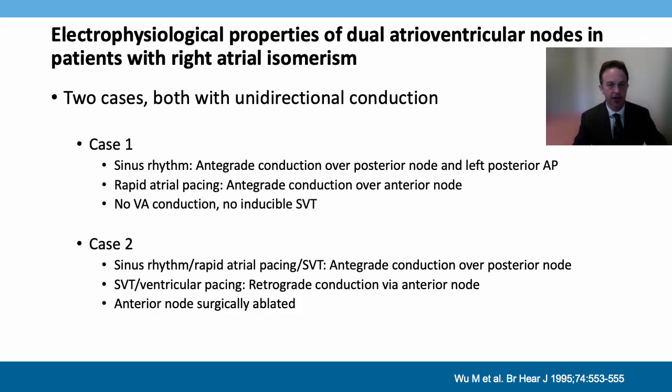So again, going back to the original description in 1995 out of Taiwan, there were two cases with twin AV nodes that had conduction over two separate antegrade AV nodes. The first case, however, did not have retrograde conduction. There's no SVT. The second case had retrograde conduction over the anterior node and had inducible SVT related to this. And this patient went on to have a successful surgical ablation performed.